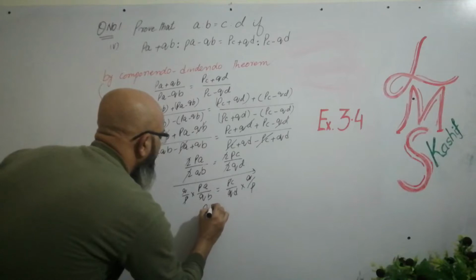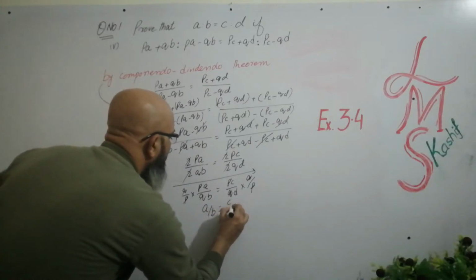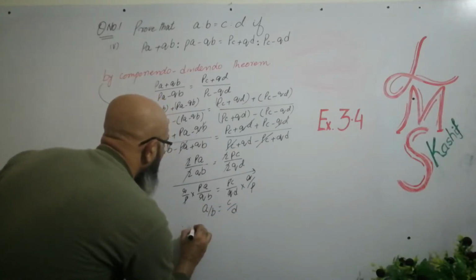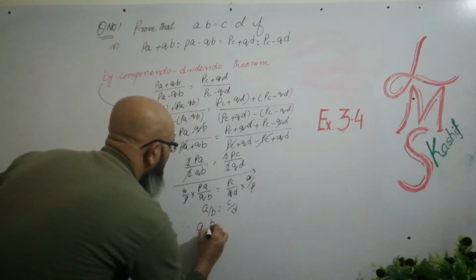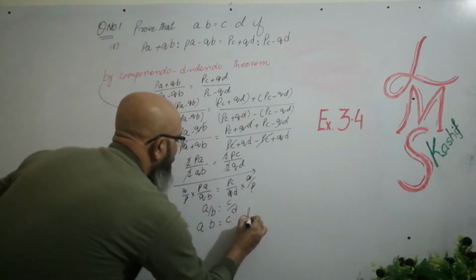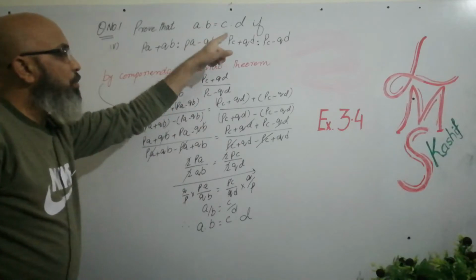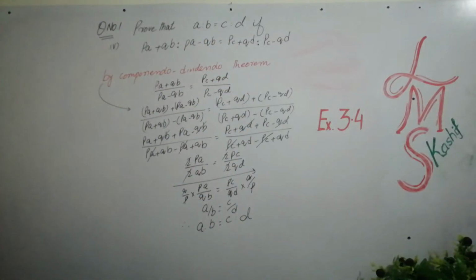What we left? A over B is equal to C over D, means A ratio B is equal to C ratio D. The same thing we want to prove. So I hope you understand this method. The last question of this, the last part of this question, now we will solve.